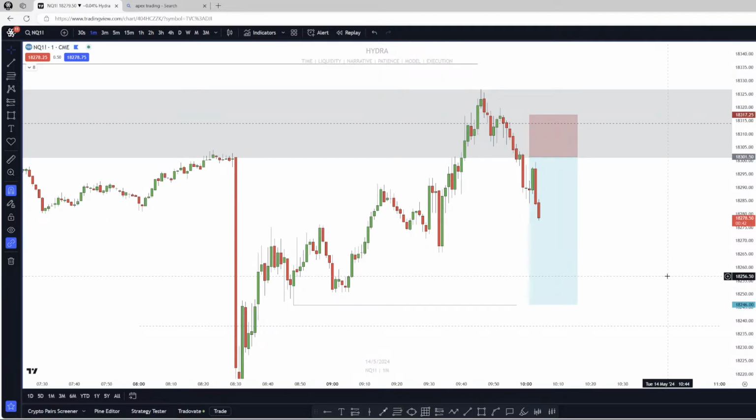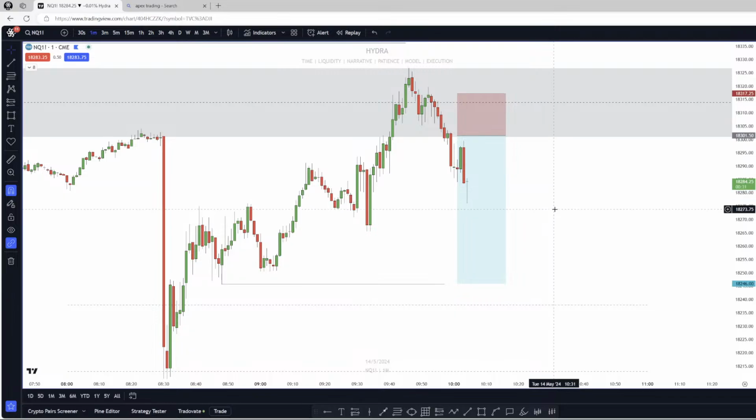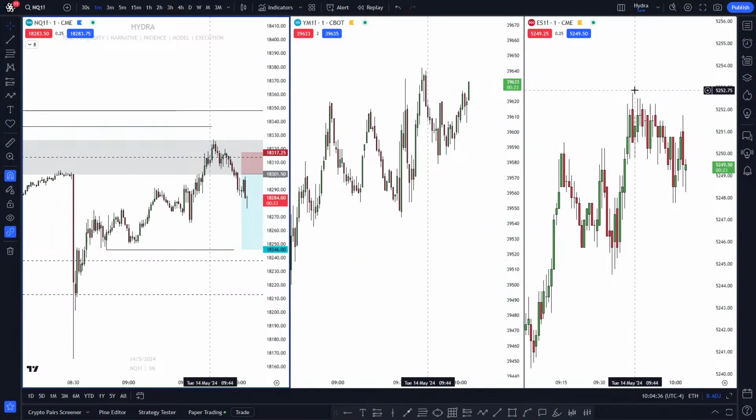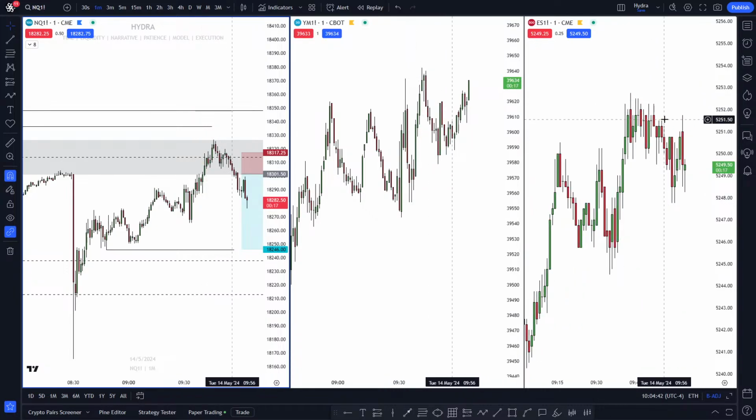Nasdaq is clean. Come on, my entry was just up here. 1 point. I don't like what we have on ES. This trend line liquidity, I don't like that. This is too smooth.